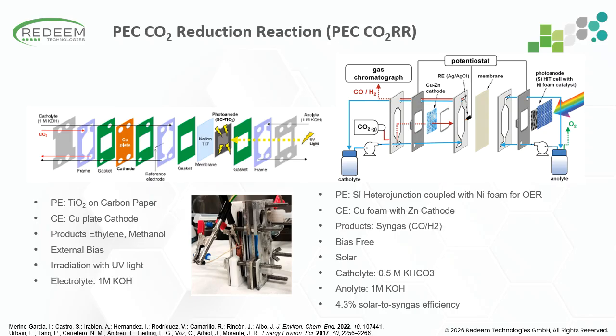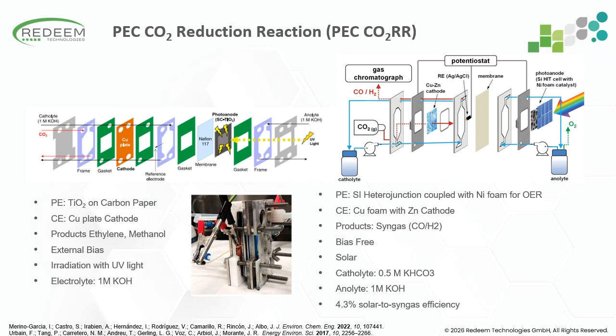So the reactor on the left has a titanium dioxide photoanode under UV illumination, together with an external bias, and here they are targeting products like methanol and ethylene. And in contrast, the reactor on the right uses a silicon heterojunction photoanode under simulated sunlight and operates completely bias-free, producing syngas with a reported solar to syngas efficiency of 4.3%.